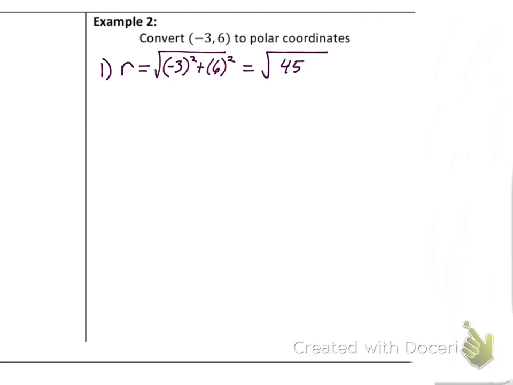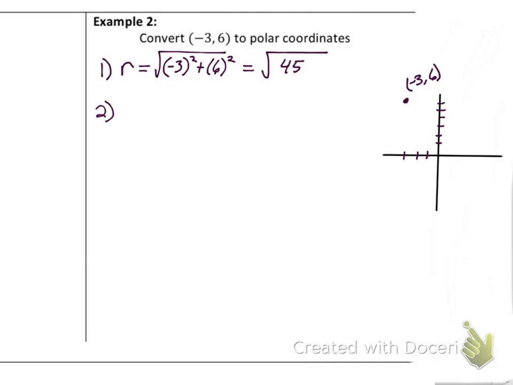Whew. Second part, I want to get my theta. Well, let's just do a quick drawing of where we are. So if I do a quick drawing off to the side, and I have the point negative 3, 6. Negative 3, 1, 2, 3, 6, 1, 2, 3, 4, 5, 6. I put my point up there. So that's my point, negative 3, 6.